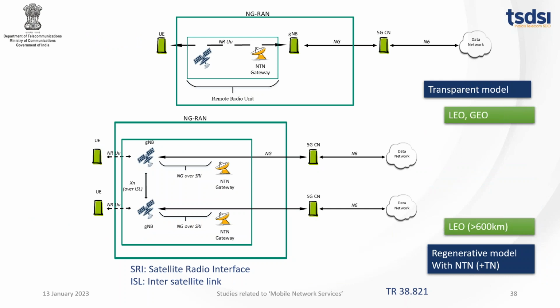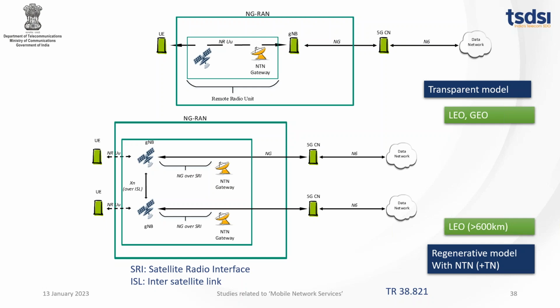So how do we go about doing this? There are two ways to do it, which is what is recommended as part of this TR 38.821. One mechanism is called the transparent model. You can see here that the gateway and the satellite come in between the gNB and the UE. So we are actually doing an NR-Uu transparent service. The Uu interface is being transparently carried. That's called the transparent model, and it is recommended both for LEO and GEO satellites.